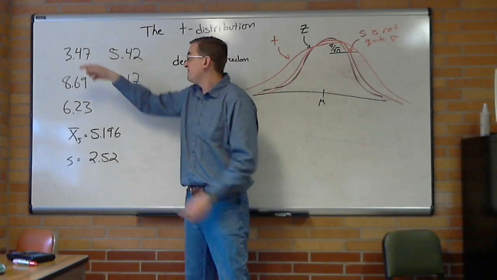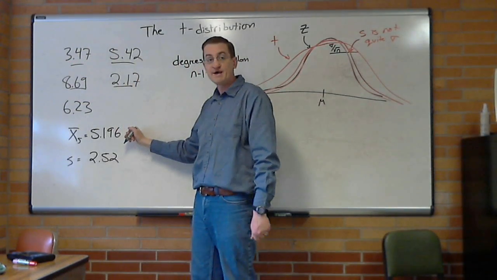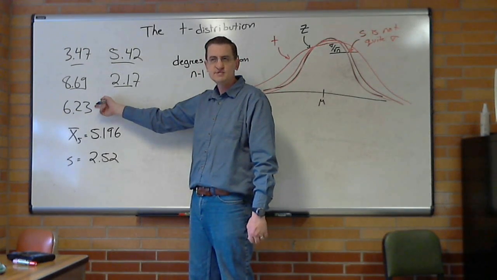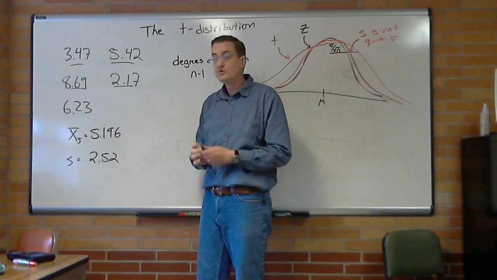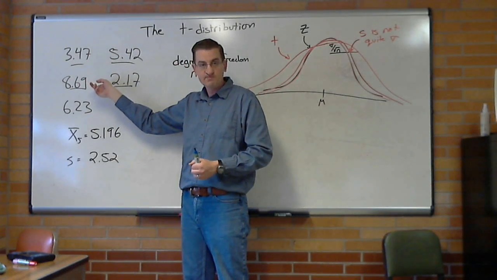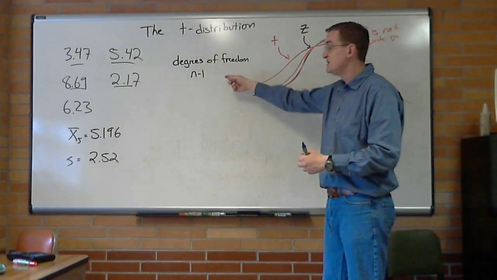Well, no. But what if I told you this number, this number, this number, this number, and I told you it averaged 5.196? Could you calculate this guy? The answer is yeah, it would take a little bit of work, a little bit of math, but you could figure out what he is. So given the average, these n minus 1 data points are random, but that last data point is not. So degrees of freedom is n minus 1.